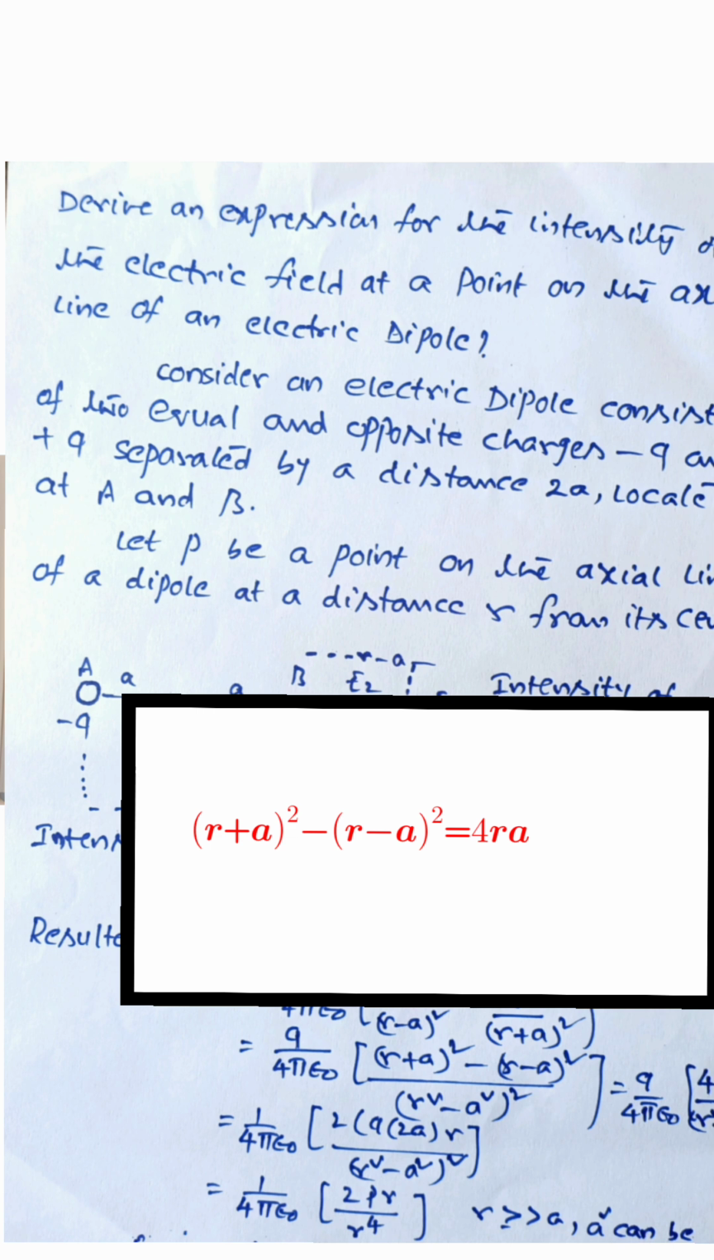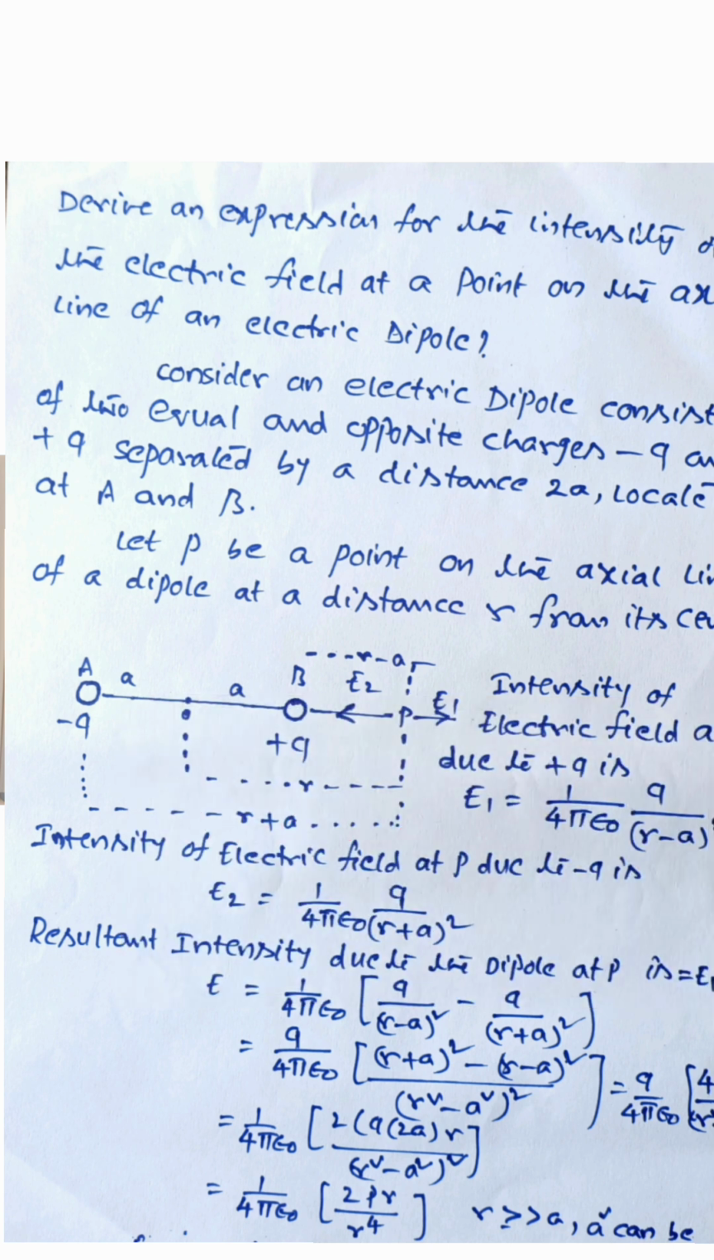So we know that a plus b whole square minus a minus b whole square is equal to 4ab, which can be applied in the bracketed term here. That is equal to q by 4 pi epsilon naught into 4ar by r square minus a square whole square. That is equal to 1 by 4 pi epsilon naught into, let us bring this q into the bracketed term, thereby we can rewrite it as 2 into q into 2a into r by r square minus a square whole square.